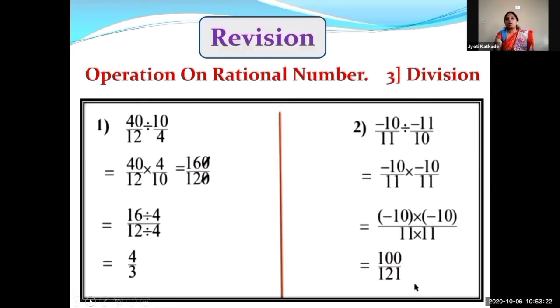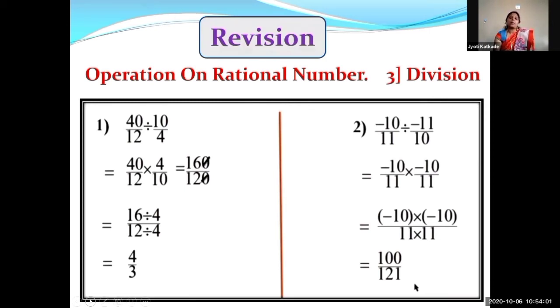Now the second example of division is minus 10 upon 11 divided by minus 11 upon 10. Write the first rational number as it is, minus 10 upon 11. Take the multiplication sign and take the reciprocal of the next rational number, that is minus 10 upon 11. Now multiply numerator with numerator, minus 10 into minus 10, divided by denominator with denominator, that is 11 into 11.